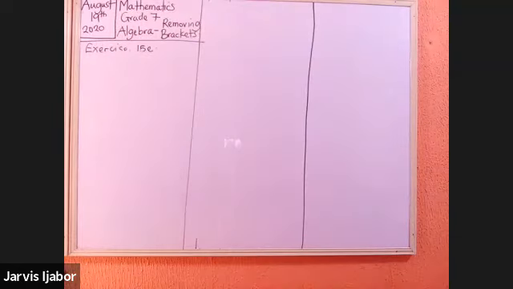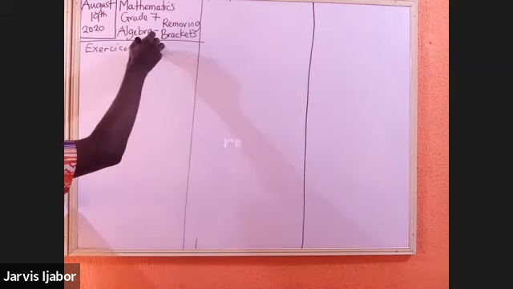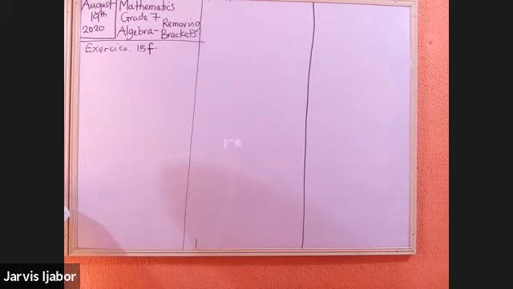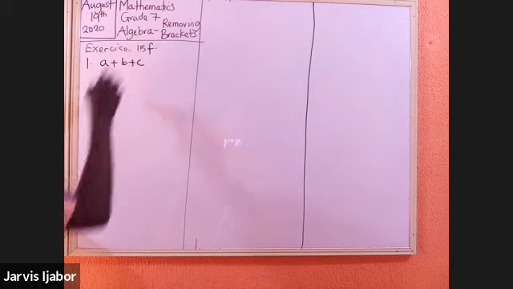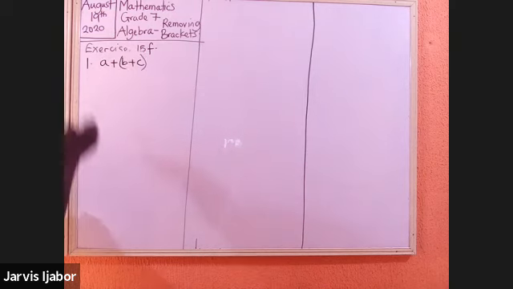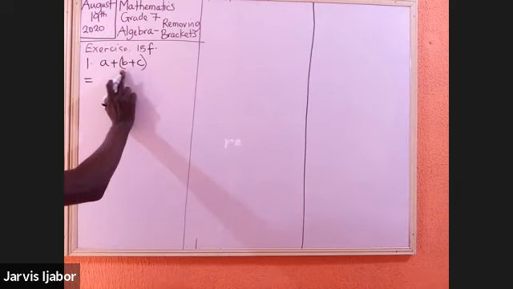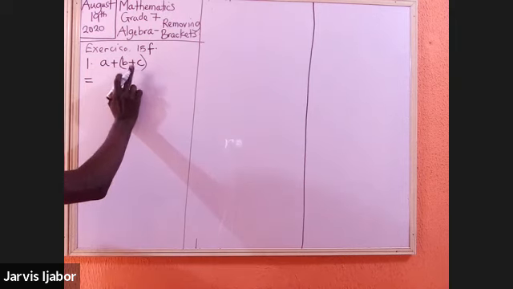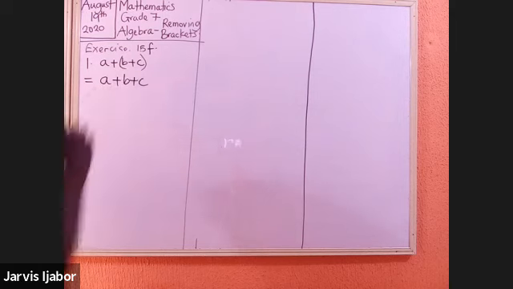Okay, so let's go to exercise 15F. Number 1, A plus B plus C in bracket. Now remember we said that once that bracket is there, the plus means that keep the bracket, keep the content as it is. So this will be what? A plus B plus C. That settles that.